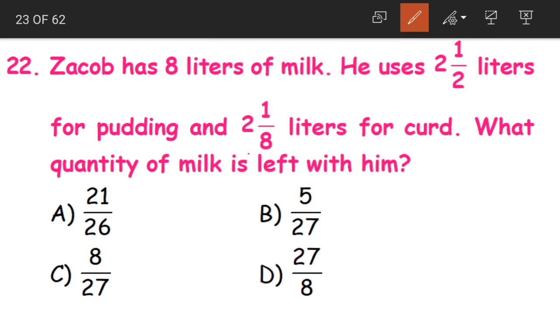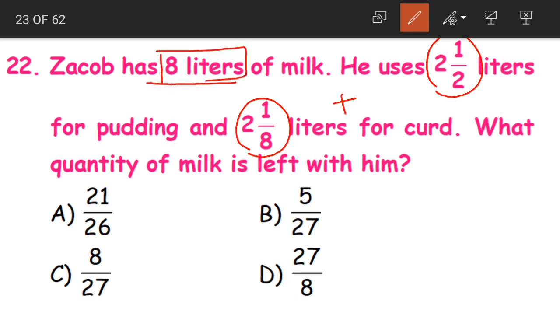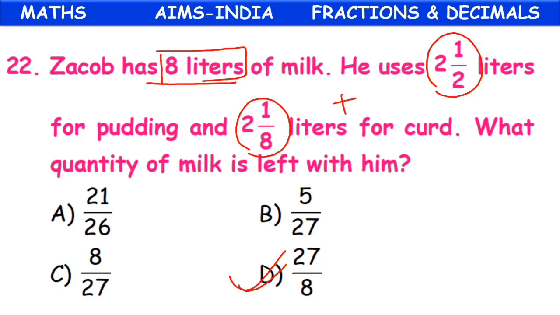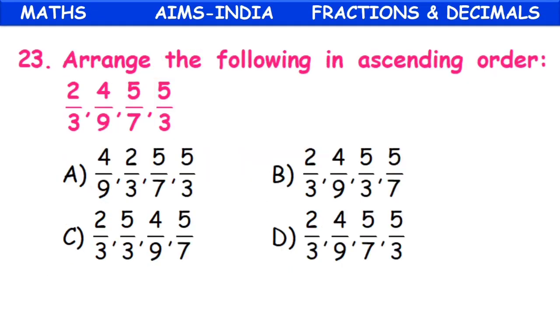Understood? How did we solve this problem? First we found out the total quantity of milk Jacob has used. 2 1 by 8 plus 2 1 by 2 gives us the total quantity of milk he has used. Now when we subtract that from the total liters, that is 8, we got 27 by 8, that is option D as our answer. Next, question 23.